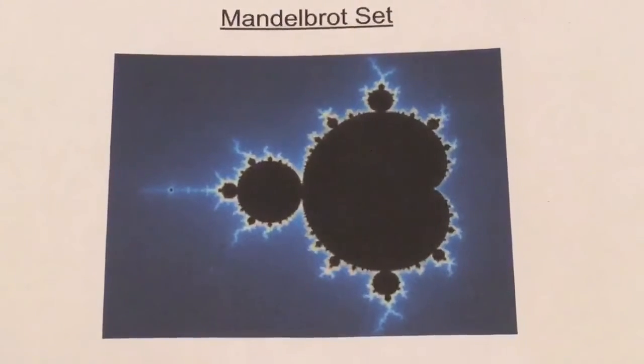There are many different types of fractals. The first fractal we are going over is called the Mandelbrot set. This is what it looks like.